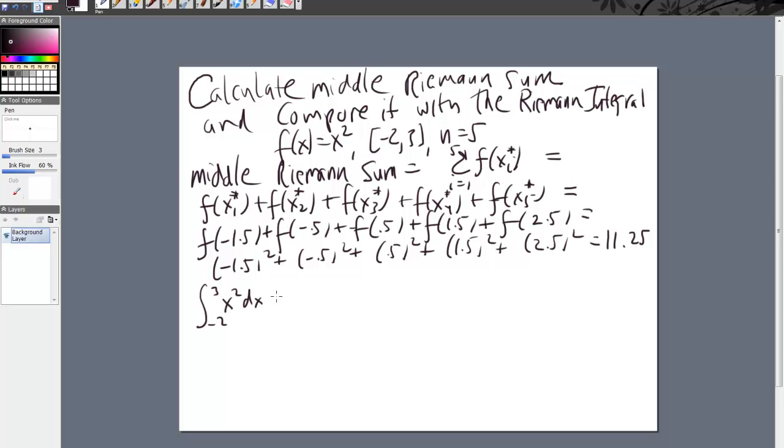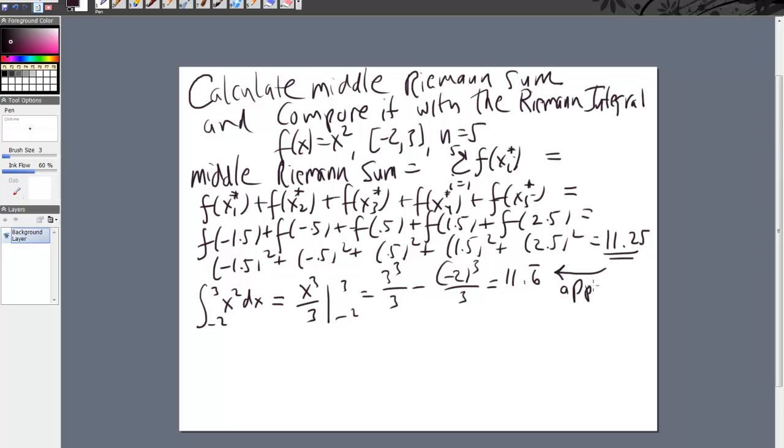of x squared dx. Now, if we do this one, we're going to get x cubed over 3. We're going to evaluate from -2 to 3, which is 3 cubed over 3, minus -2 cubed over 3, which when you're said and done is simply 11.6 repeating. So this value right here is, if you like, an approximation of the Riemann integral.